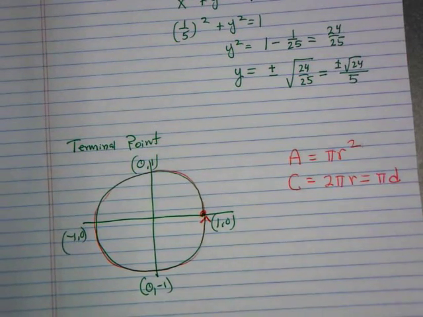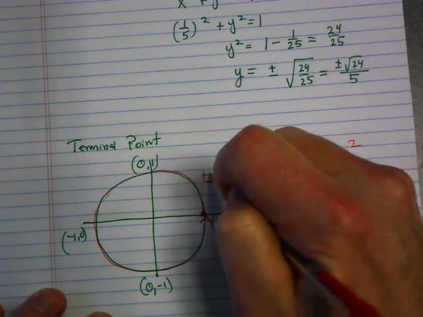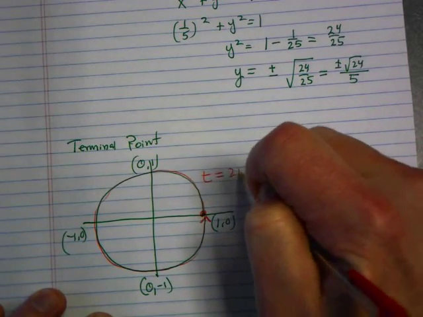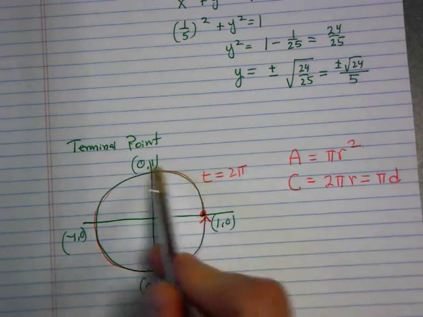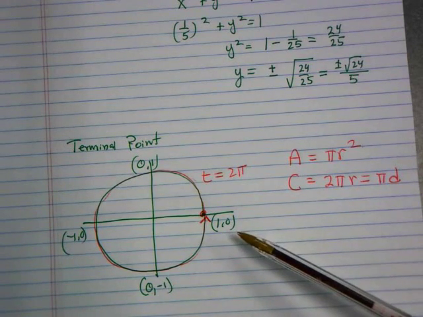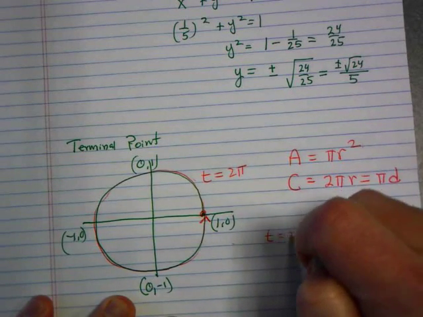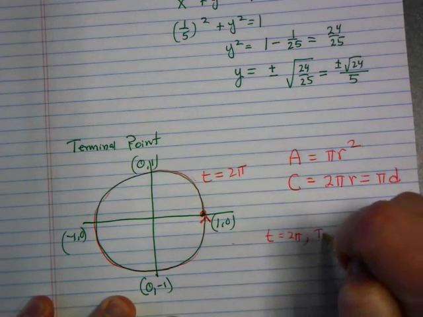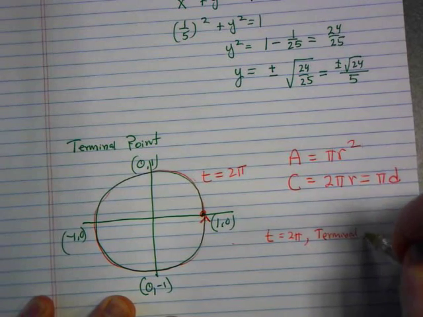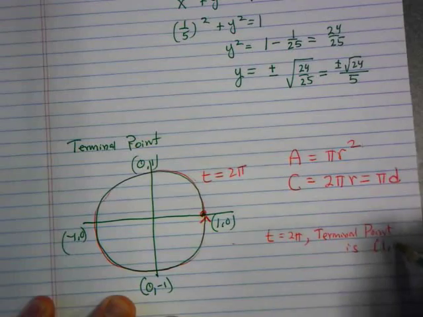Anyway, this arc length we typically call t. So if t is 2 pi, if I go all the way around the circle, if my arc length is 2 pi, what's my terminal point? Where did I end up? What point did I end up at? The starting point, which is (1, 0). So if t equals 2 pi, the terminal point is (1, 0).